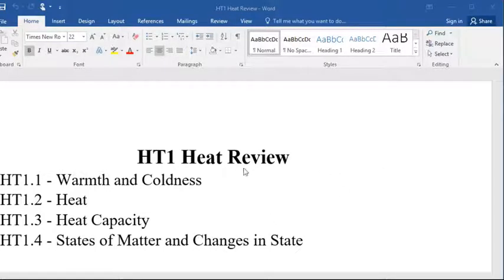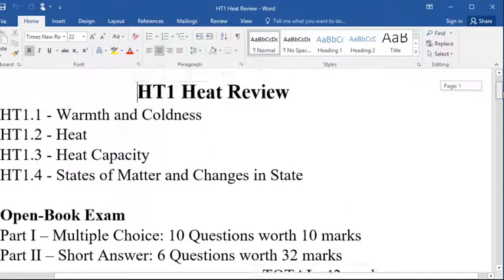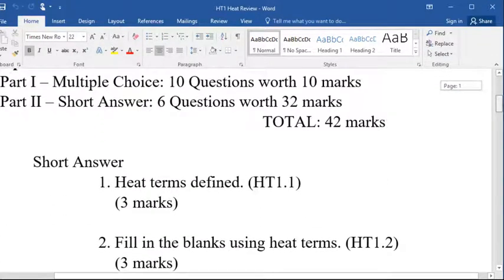So in this unit, we did HT 1.1 warmth and coldness, 1.2 heat, 1.3 heat capacity, and 1.4 states of matter and changes in state. So just like other exams, there'll be 10 multiple choice questions worth 10 marks, and the short answer question section will have 6 questions worth 32 marks, so a grand total of 42.